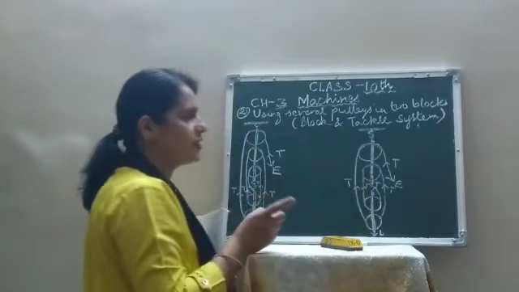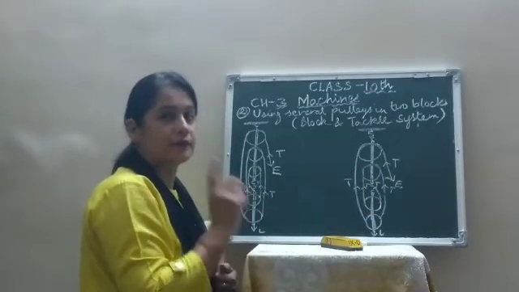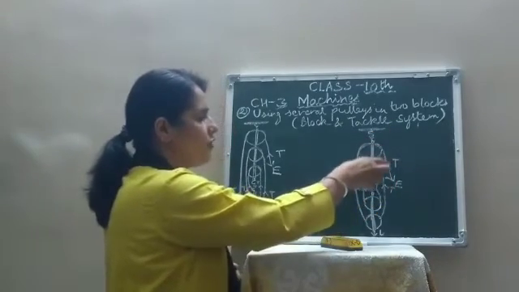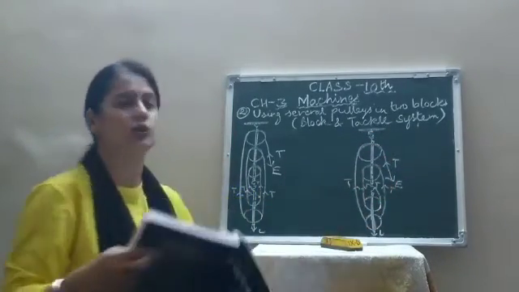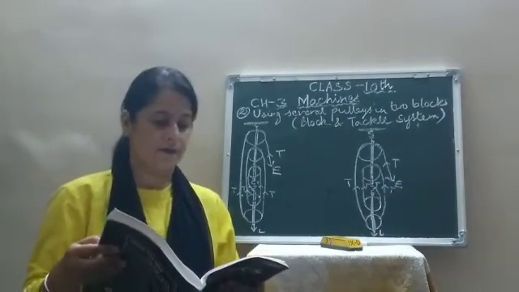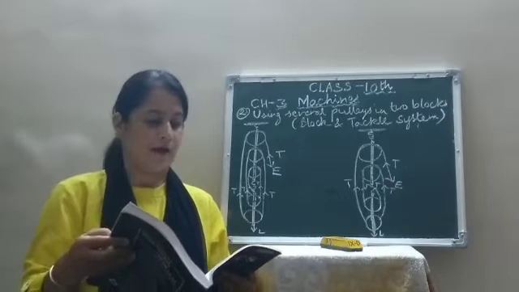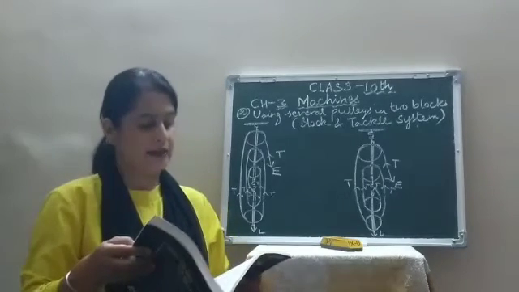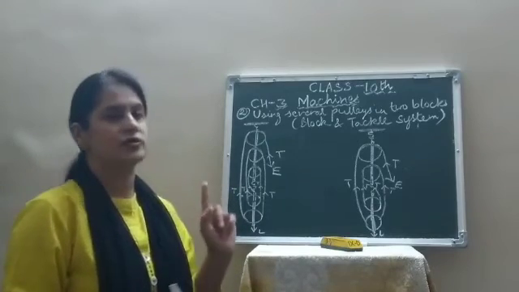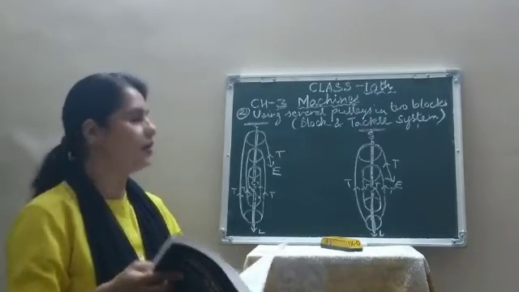So 4 pulleys are there. So how many tensions will be there? 5. 1, 2, 3, 4 and 5. 4 tensions are supporting the load and 1 tension is supporting the effort. But the tension along the entire length of the string is the same, forces acting in the upward direction.